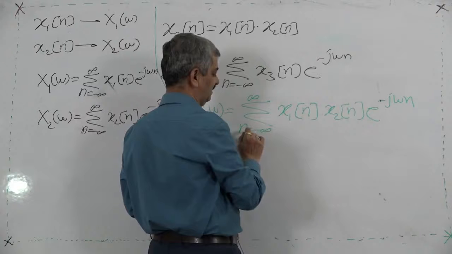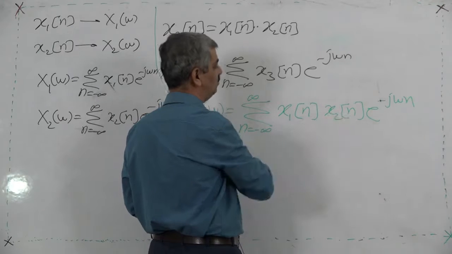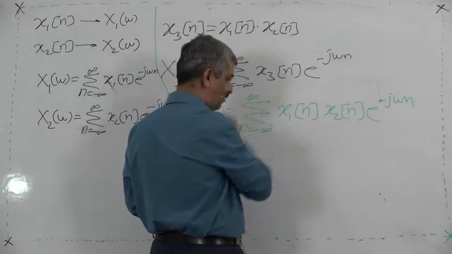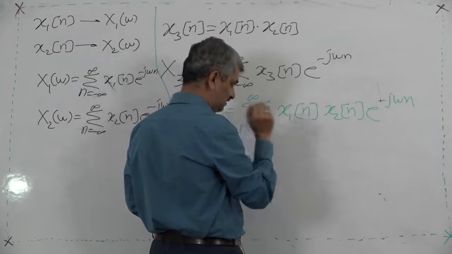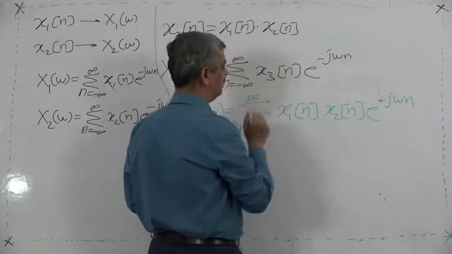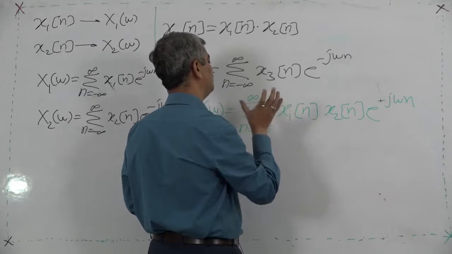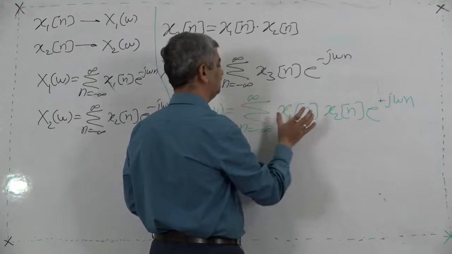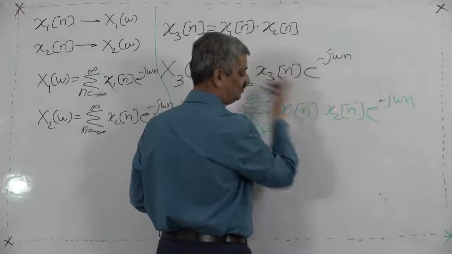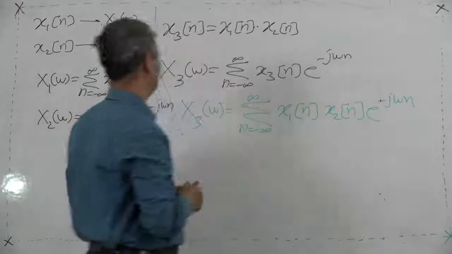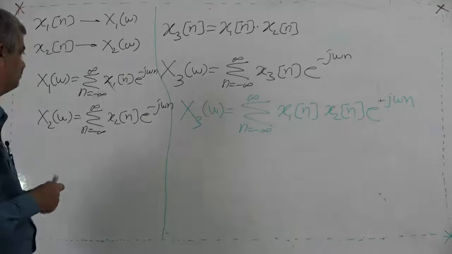When I am summing over n, what can come out? Only that thing can come out which does not include n. X1(omega) is this into this, but this is coming there, so I am handicapped here. It is one way of problem solving.